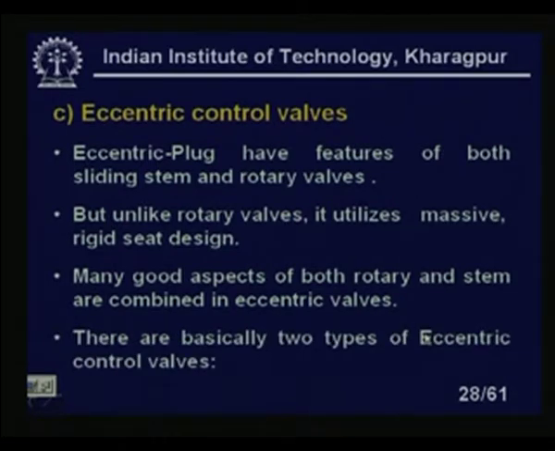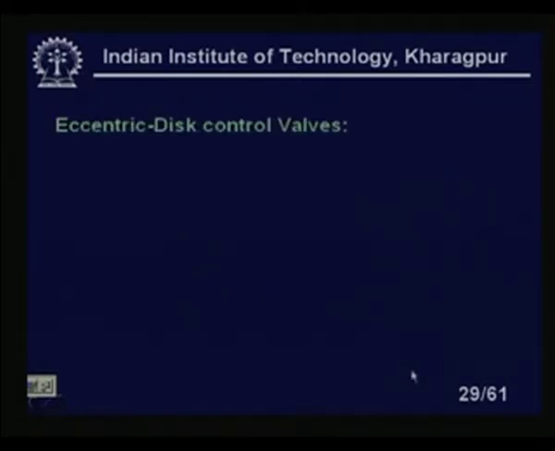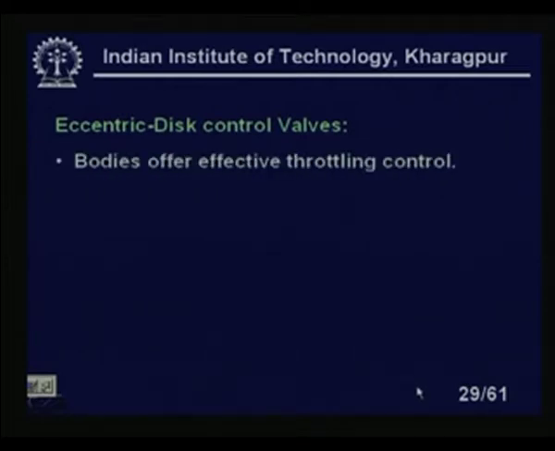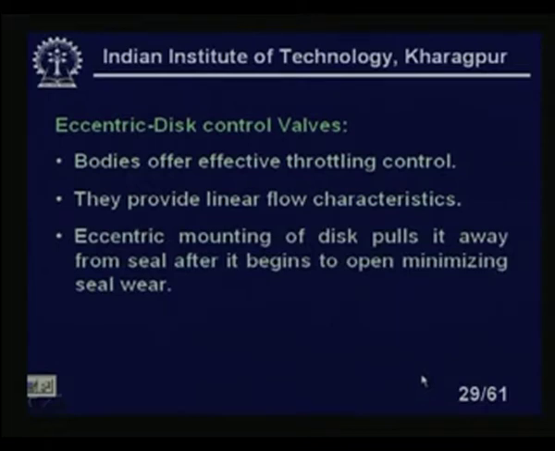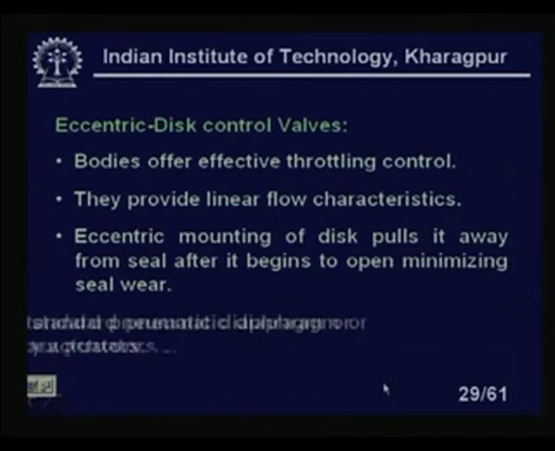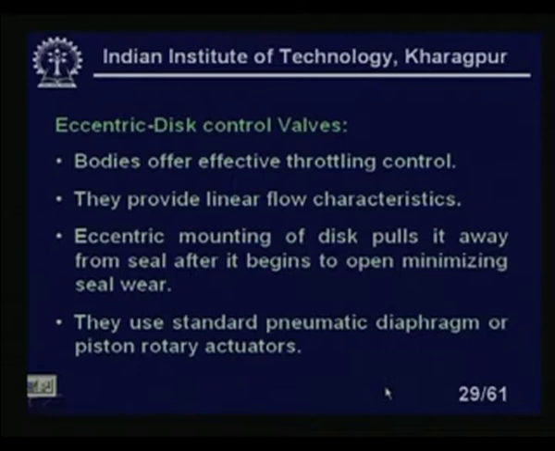There are basically two types of eccentric control valves. Eccentric disc control valve bodies offer effective throttling control. They provide linear flow characteristics, okay. An eccentric mounting of the disc pulls it away from the seal after it begins to open, minimizing the seal wear. So, that is a great advantage, because the seal always wears. They use standard pneumatic diaphragm or piston rotary actuators.